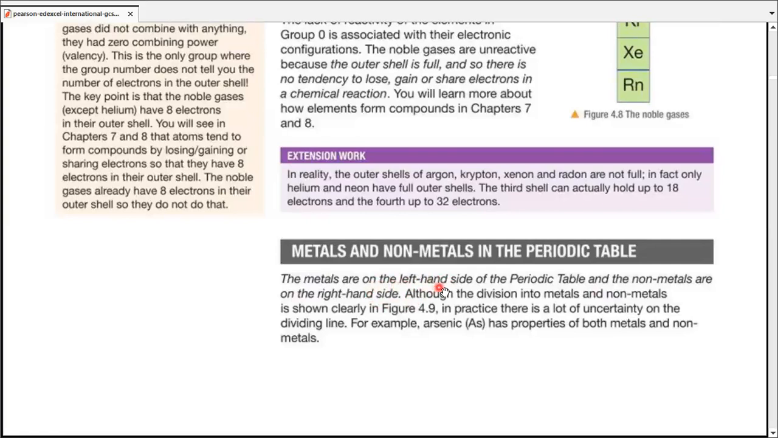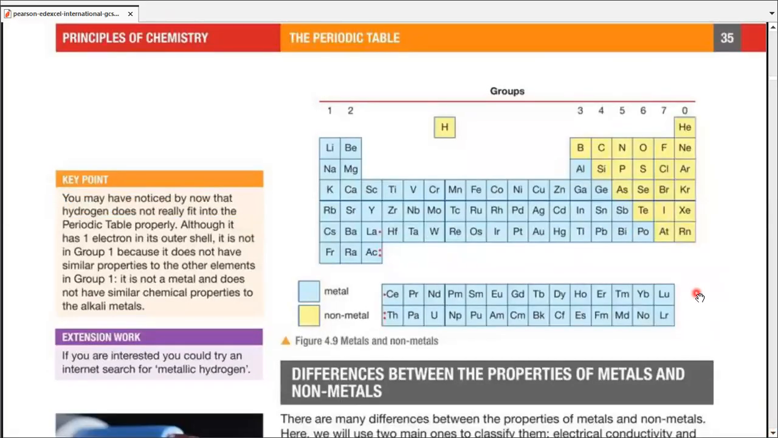Now, the entire left-hand side of the periodic table are metals, and a small portion on the right-hand side is nonmetals. Although the division into metals and nonmetals is not clear in the picture that we begin with, there is a lot of uncertainty in the dividing line. For example, arsenic has both the properties of metals and nonmetals. So what we do is that we go for a staircase.